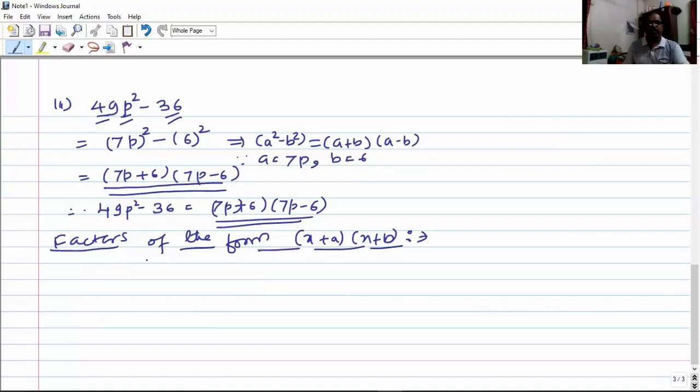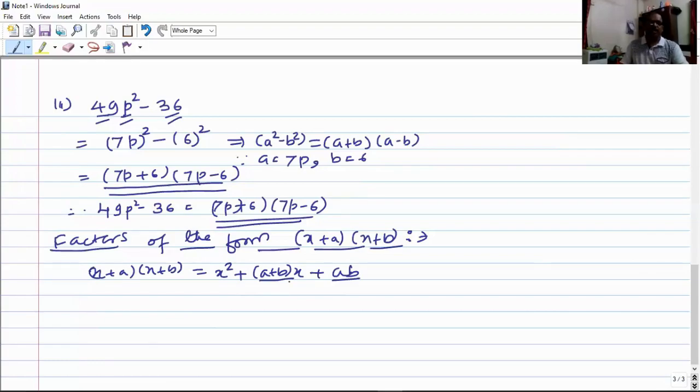So here, student, x plus a into x plus b. The product of such factors would be in the form of x square plus a plus b times x plus ab. This is in this form, right? So x square plus a plus b times x plus ab.